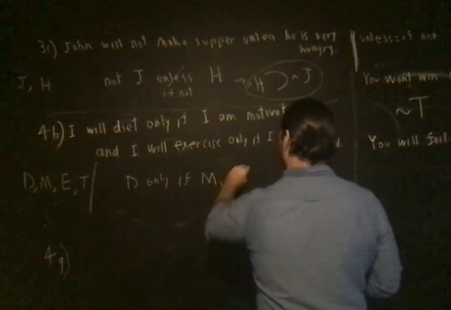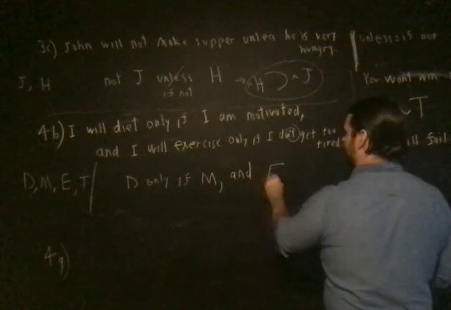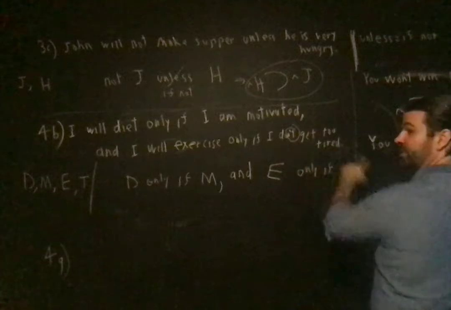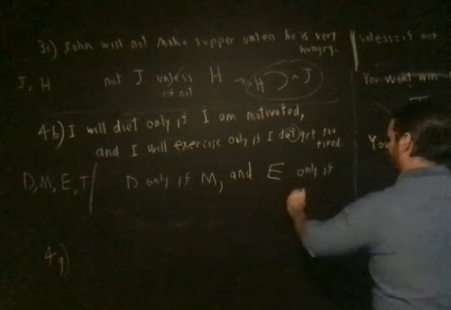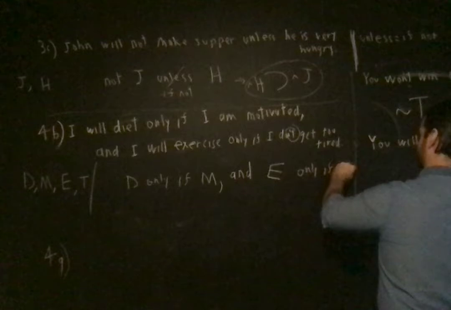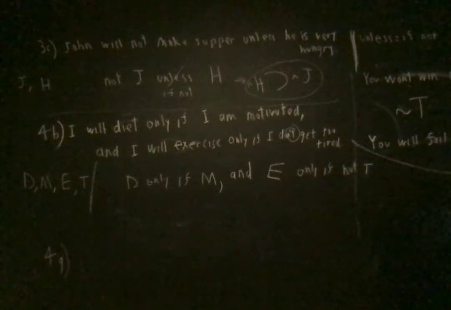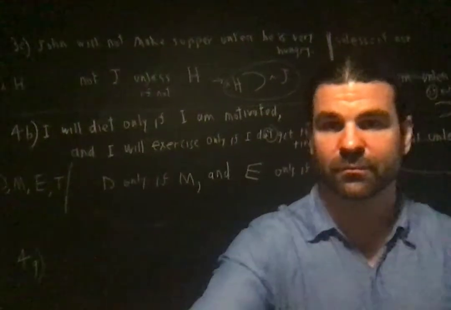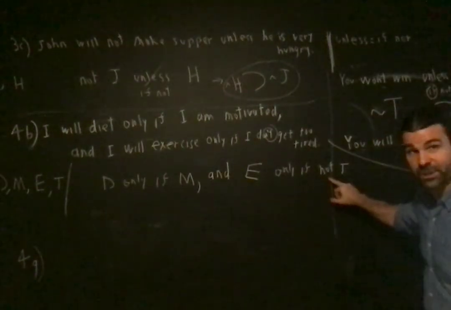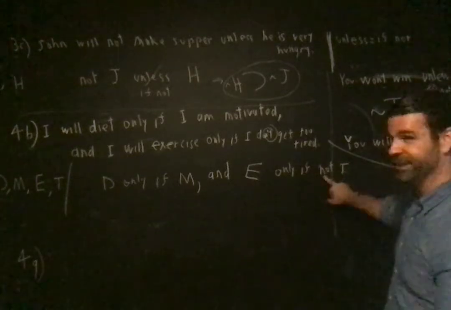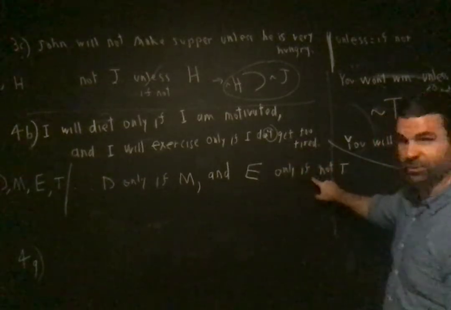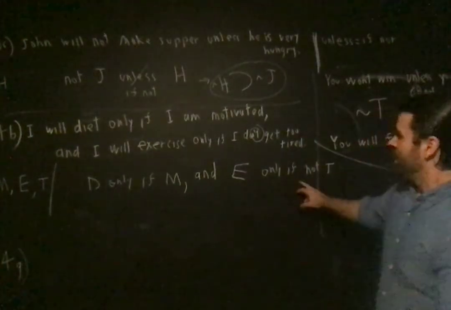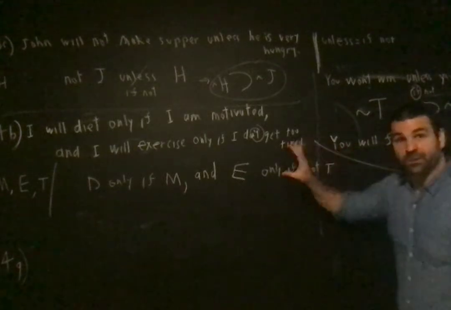So D only if M, comma, and I will exercise only if I don't get too tired, E only if not T. Only if not T. Not isn't getting a symbol yet, so I've got the English word. It's the negation of T. You could just write tilde T here, a shortcut you can take because nothing is lost. But that's my partial translation.